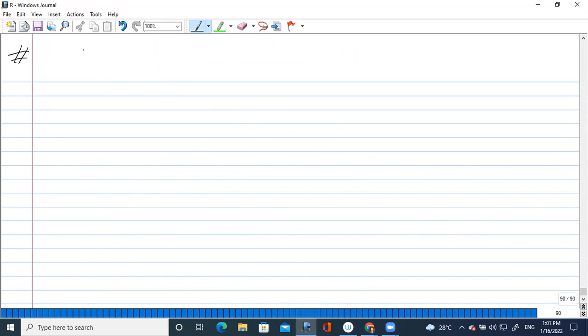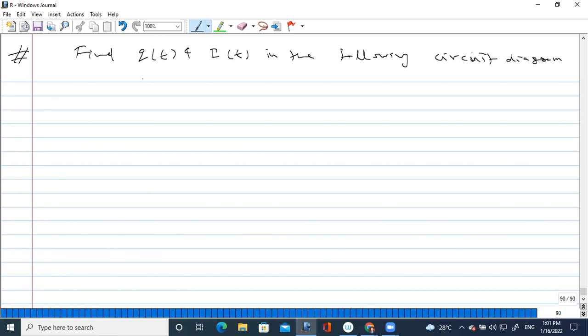The question is: find q(t) and i(t) in the following circuit diagram. This is electronics and totally it will be solved by Laplace. You will see magic.